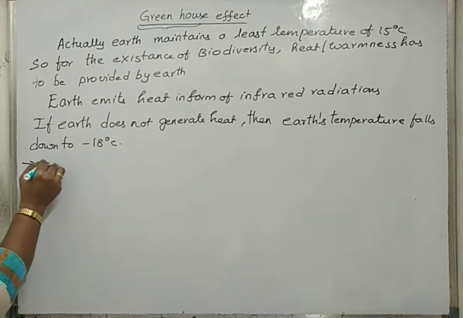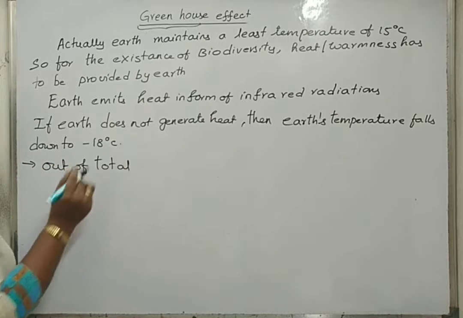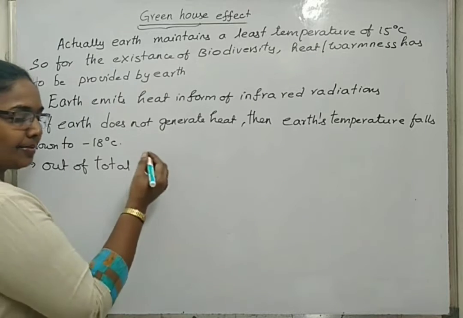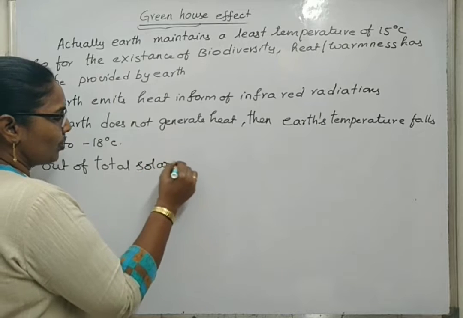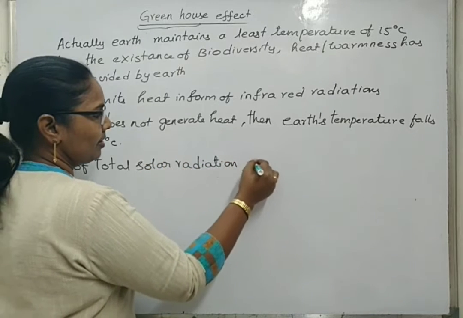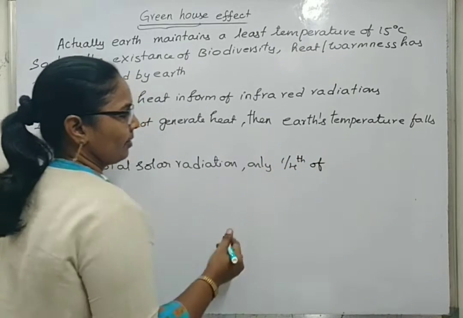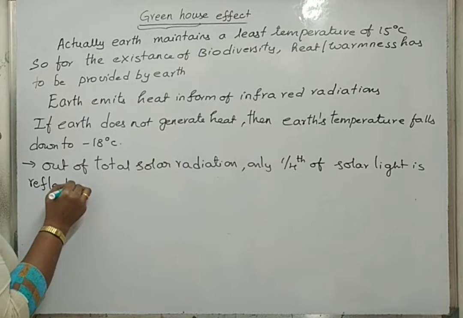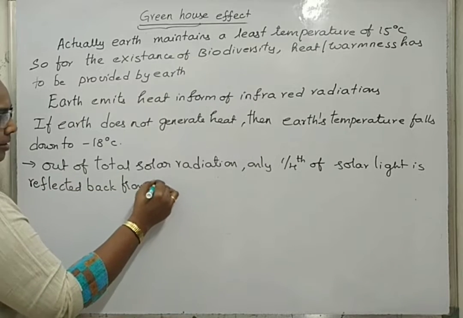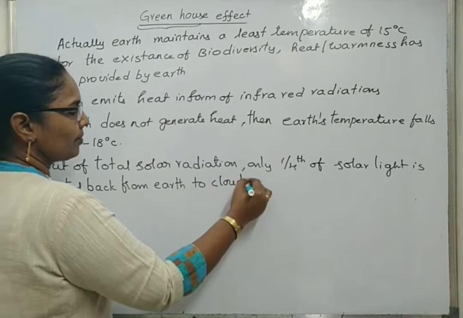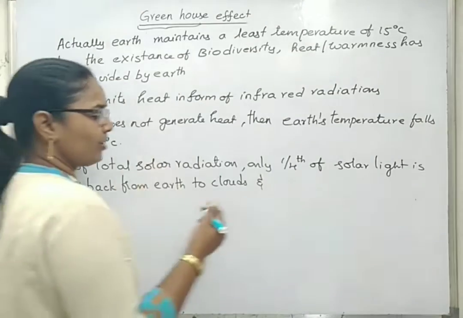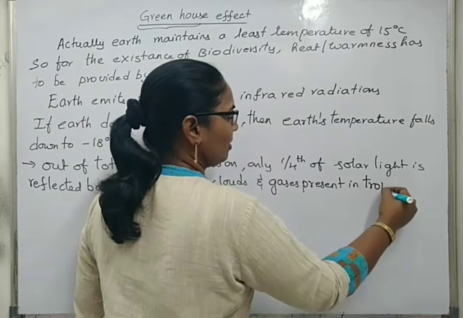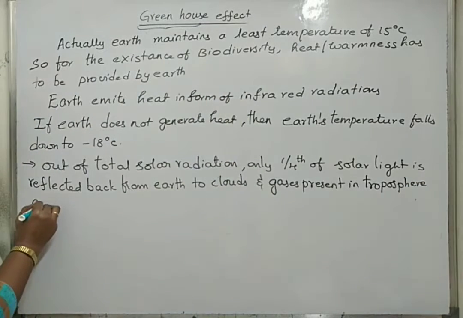Next, another important point is that out of the total solar radiation, only 1/4 of the solar light is reflected back from the earth to the clouds and gases that are present in the troposphere and stratosphere.